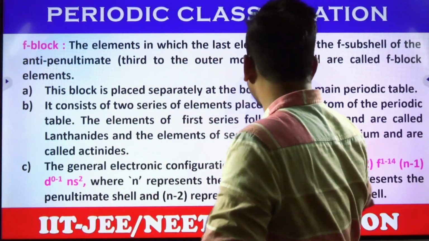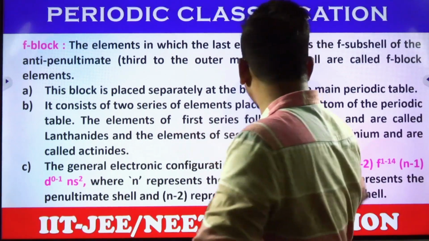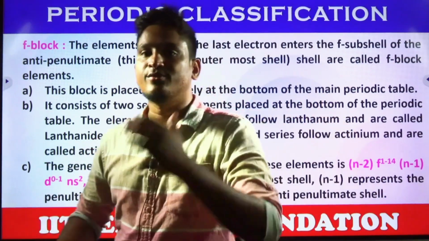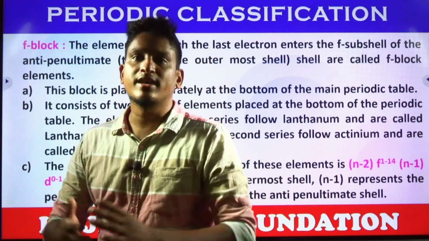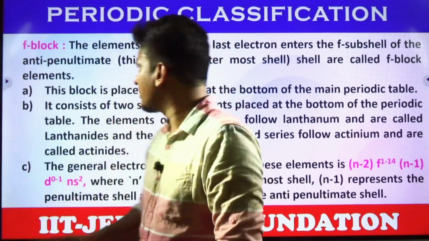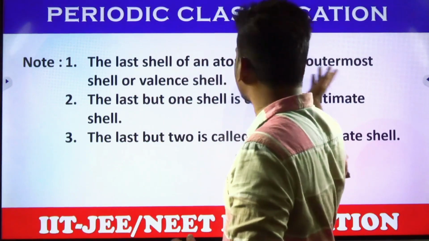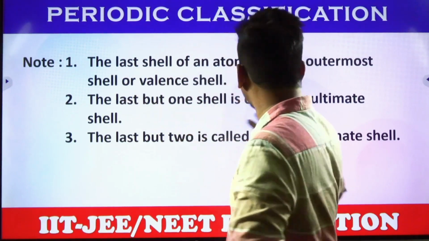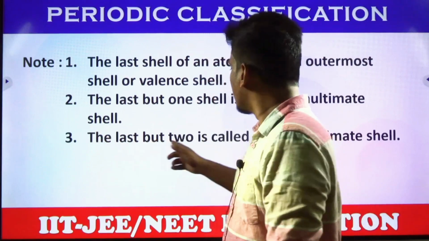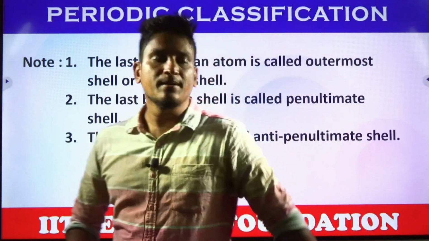Why are they called lanthanides? They follow after lanthanum. Actinides, they follow after actinium. Ultimately, they are called 4F elements and 5F elements. Why are they not placed in the modern periodic table also? We discussed this point also. Now, what are the main points here? The last shell is called the valence shell. The last but one shell is called the penultimate shell. The last but two is called the anti-penultimate shell.